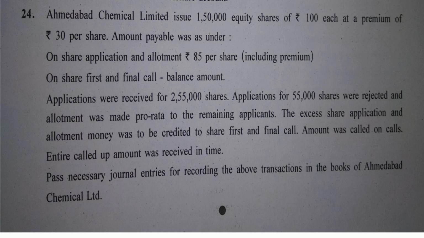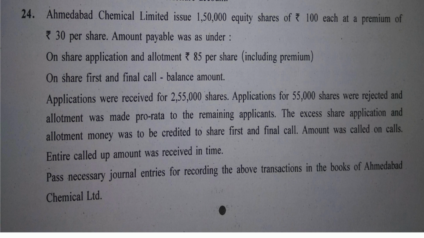Yes, again a minor twist. Applications were received for 2,55,000 shares. Applications for 55,000 shares were rejected and allotment was made pro rata to the remaining applicants. Now there is nothing new. Excess share application and allotment money is to be credited to share first and final call. Amount was called on calls, so nothing to explain in this. Just the twist was here, what is the balance amount called up with share first and final call. Yes, so that's clear I think.